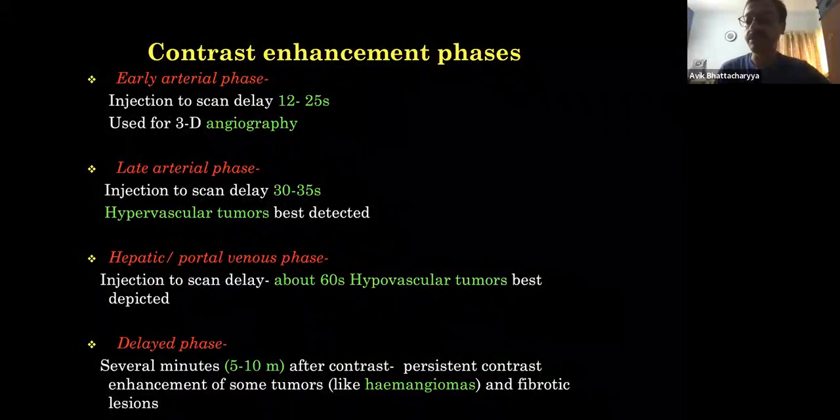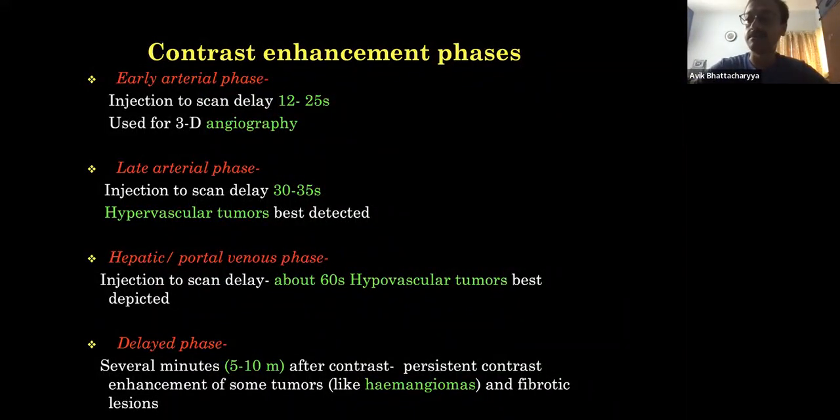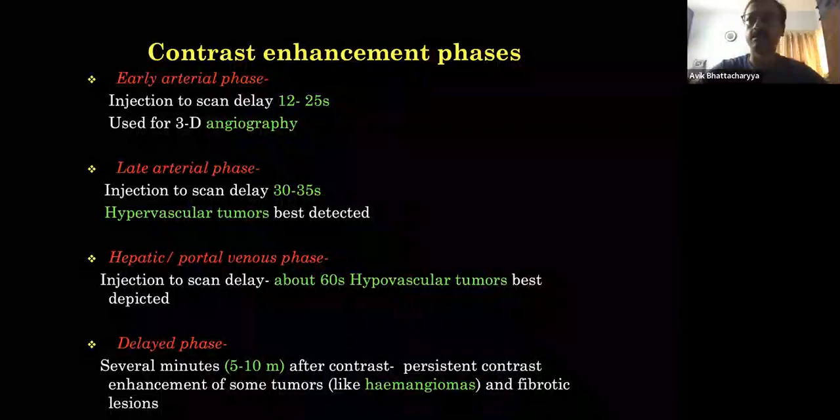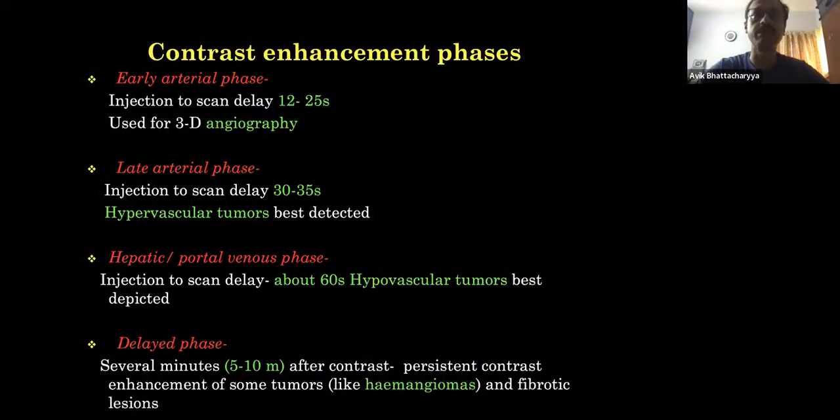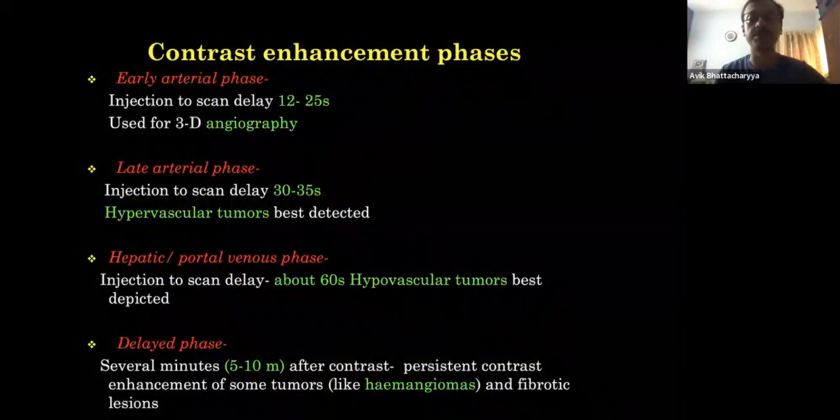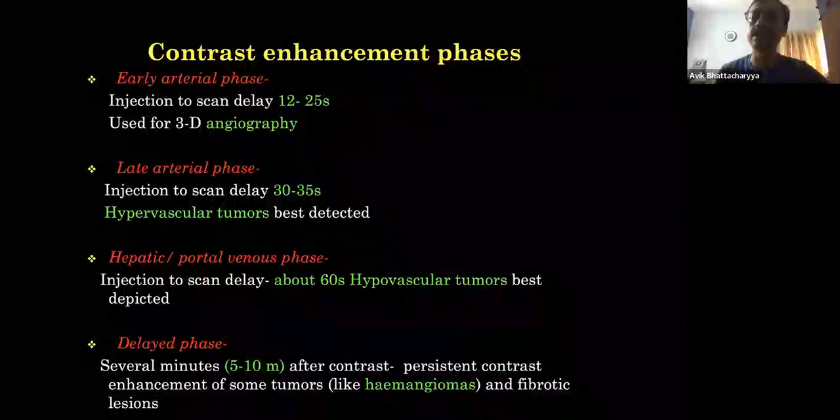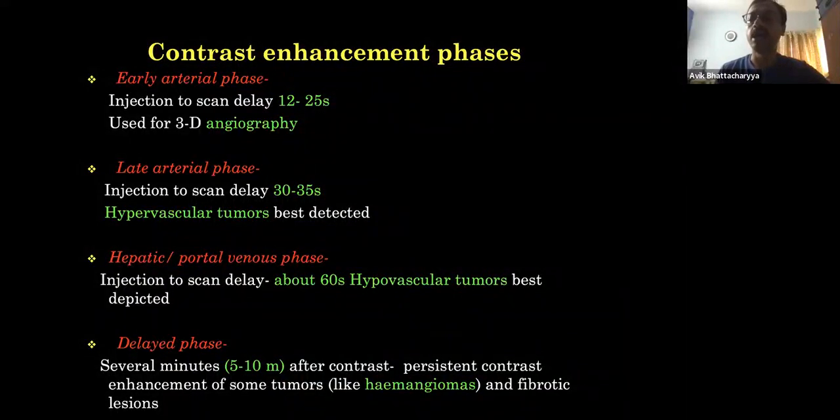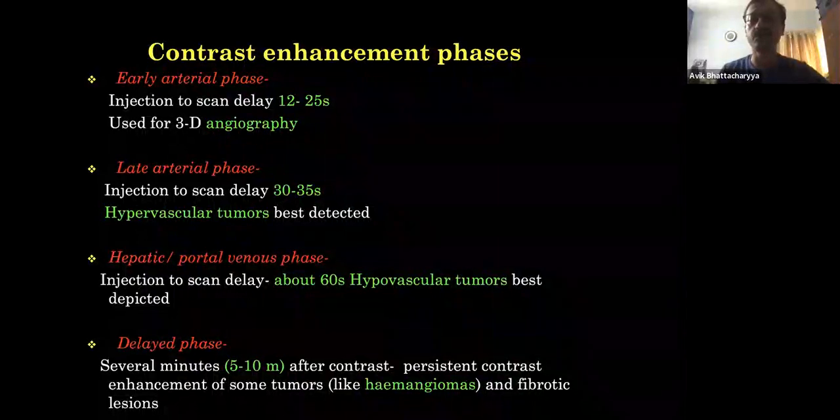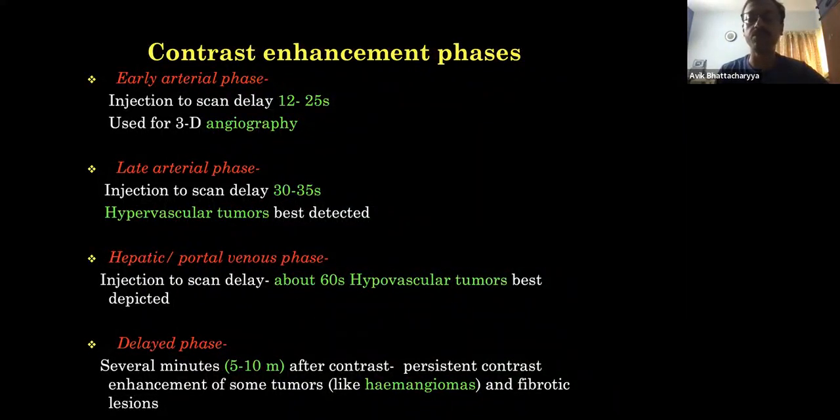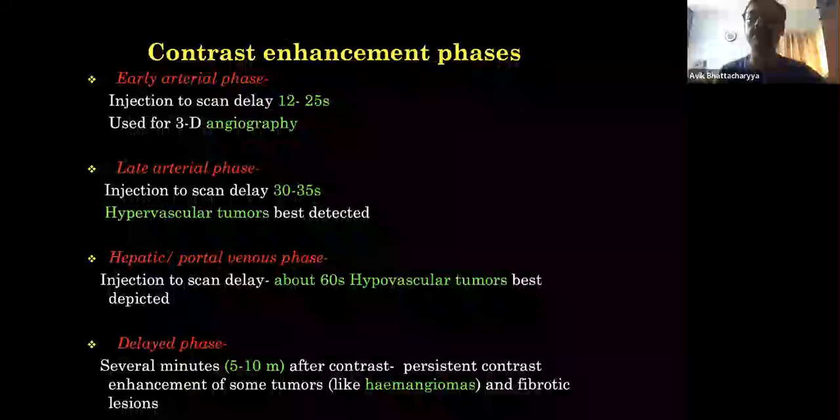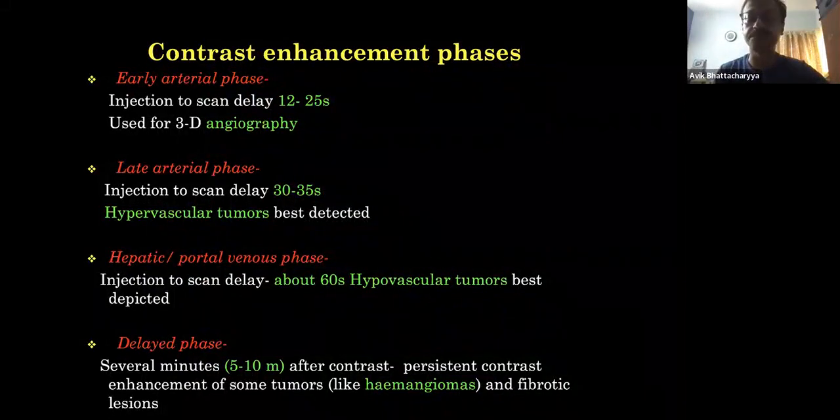So what does it mean? Suppose the vascular structures, aorta, mesenteric arteries, and all these things, celiac trunk, superior mesenteric, inferior mesenteric, they are very nicely seen in early arterial phase. Early arterial phase comes around 15 to 20 seconds after giving the contrast injection.